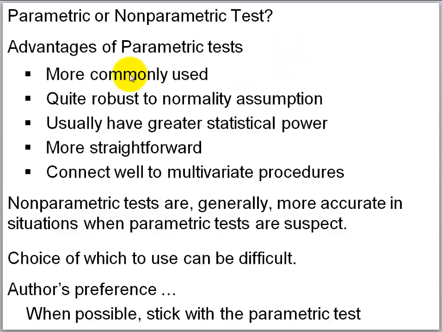Now, some of the advantages of the parametric tests are, they're much more commonly used than non-parametric tests. Given that we're dealing with interval ratio level data, it's much more likely that the researcher will use a parametric test. As already mentioned, if you've got categorical data, the non-parametric test is used by default.